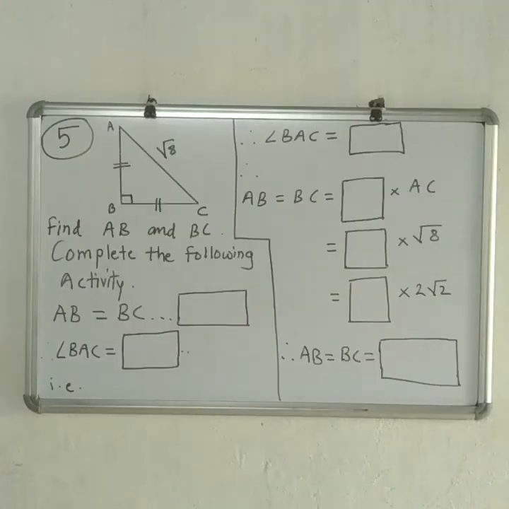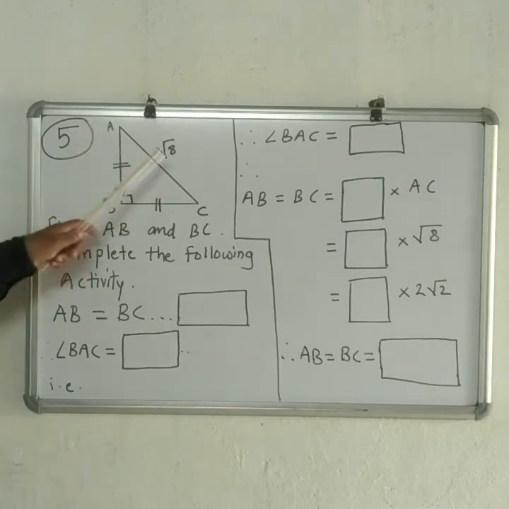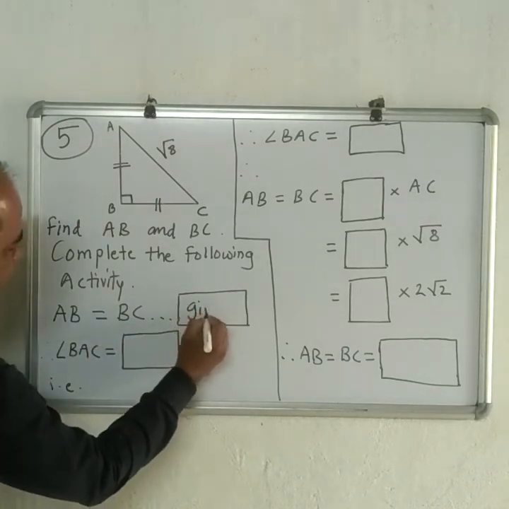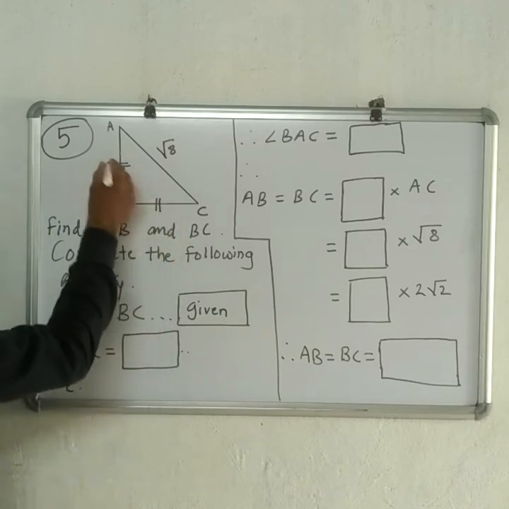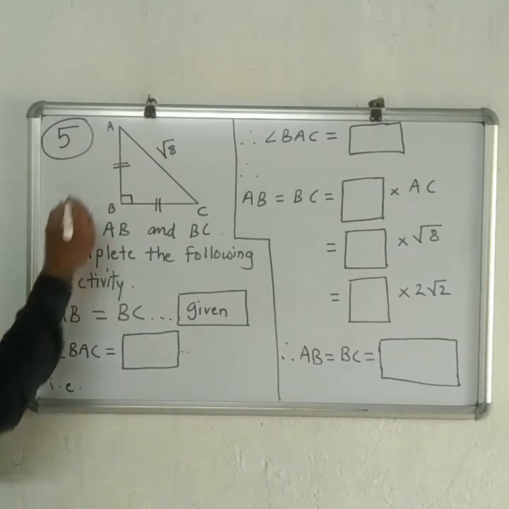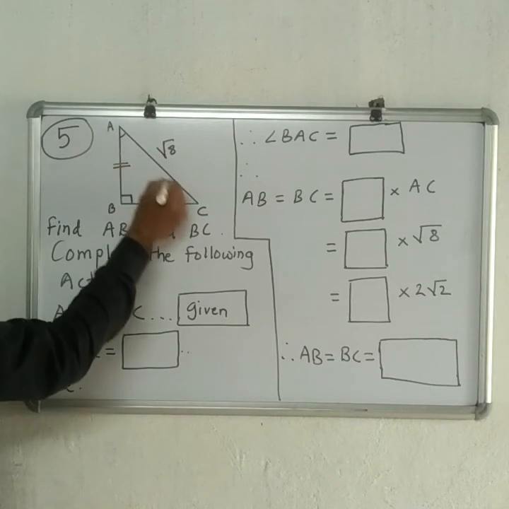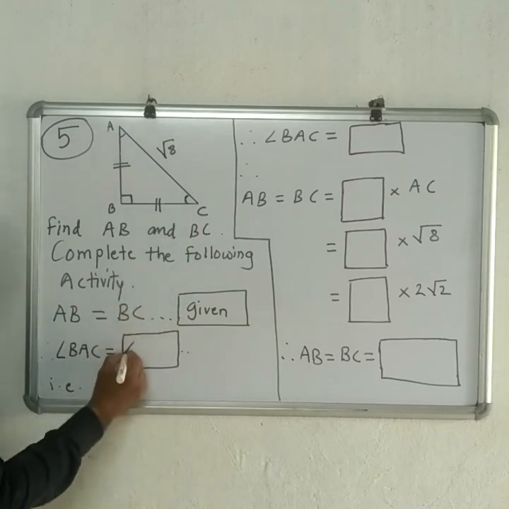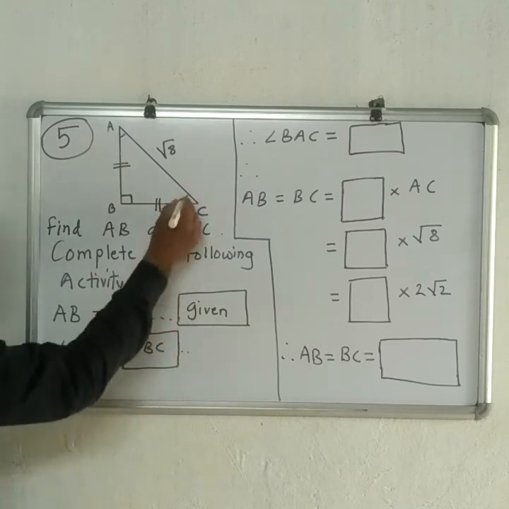Example, find AB and BC if AC is given as root 8. Complete the following activity. Now it is given that AB is equal to BC. When two sides of a triangle are equal, that triangle is an isosceles triangle. Therefore, by the isosceles triangle theorem, its base angles are also equal. Therefore, angle BAC is equal to angle BCA.